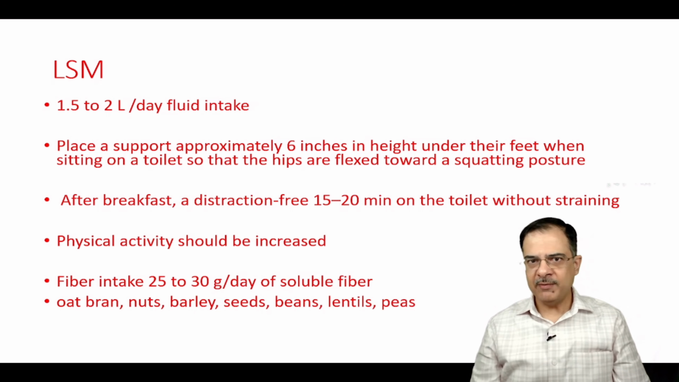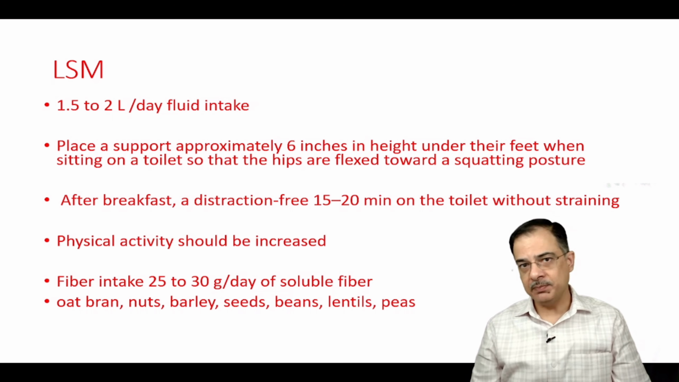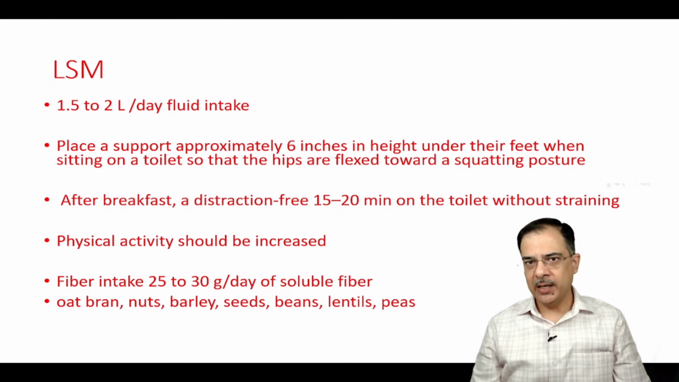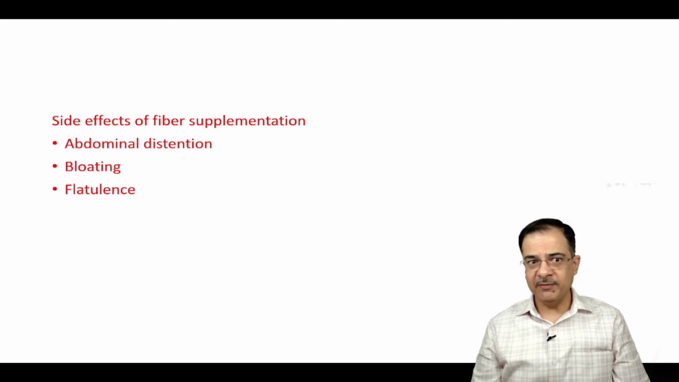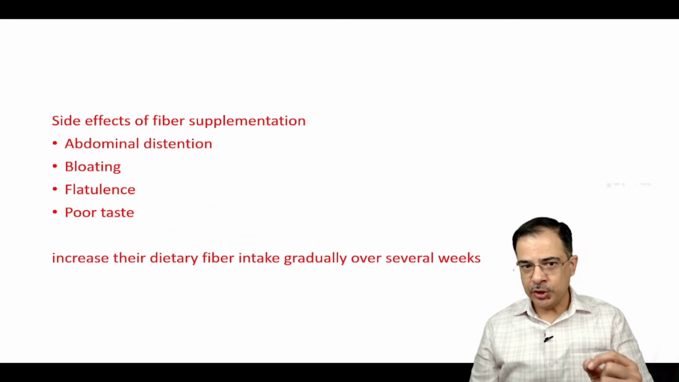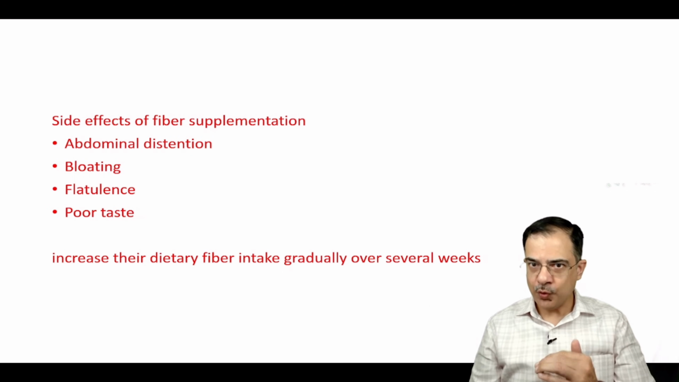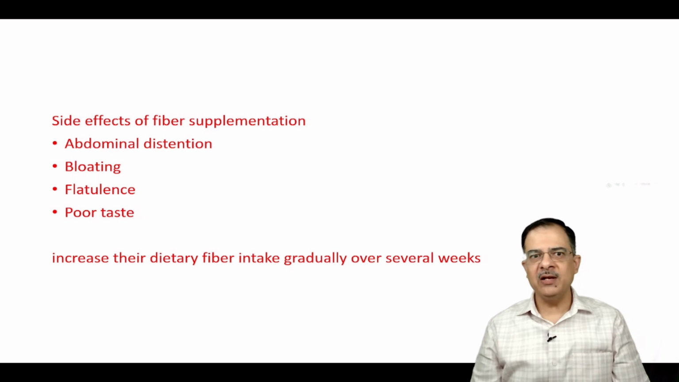So what are these soluble fibers? Soluble fibers are oat bran, nuts, barley, seeds, beans, lentils, peas. So these can be given. Side effects of the fiber supplement are abdominal distension, bloating that we have just discussed, and poor taste. So what should be done? The patient should increase their dietary fibers gradually over a period of several weeks.